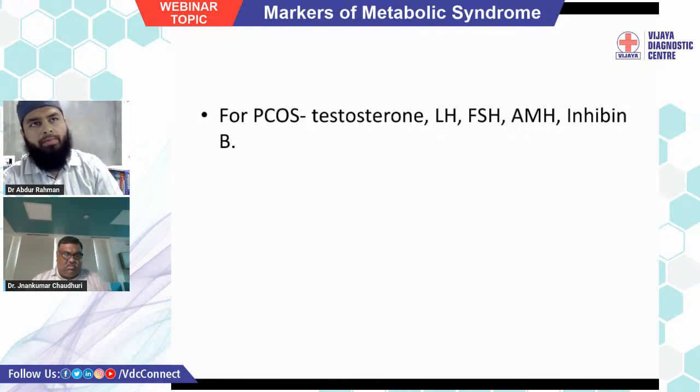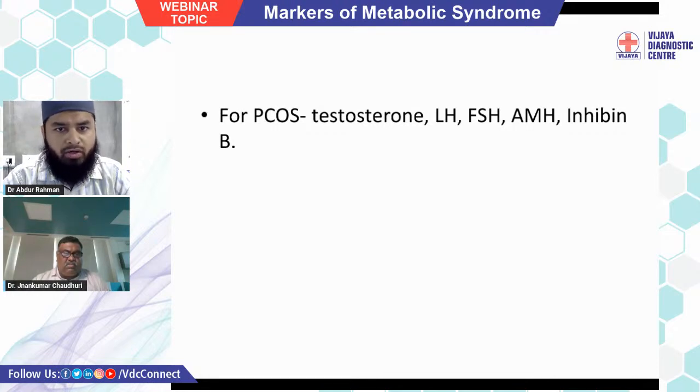Because in PCOS, what happens? We have a problem with rupture of follicles. That rupture of follicles is directly dependent on the insulin level. So definitely, a patient having metabolic syndrome will have insulin resistance. Due to that, the follicles don't rupture, and also we have dysregulation of hormones.